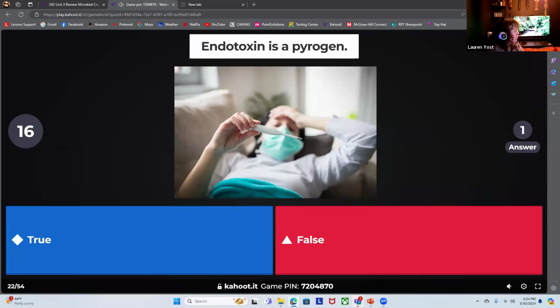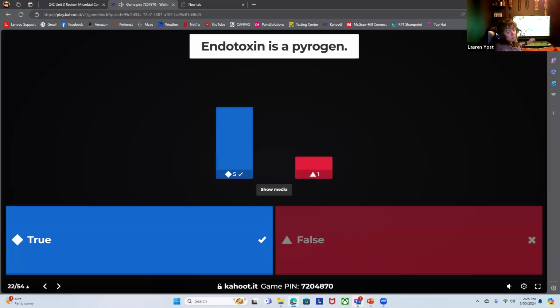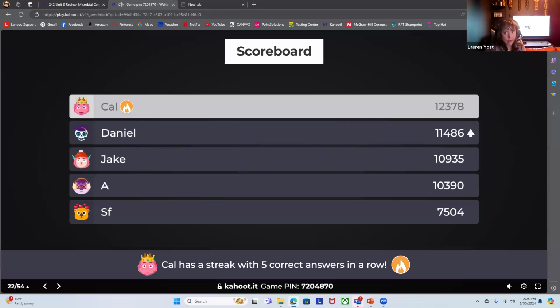Is that true or false? This is one we don't focus on a lot in the talk, but it is there. All right, so endotoxin, the molecule found on the surface of gram-negative cells that our body sees as foreign automatically, is in fact a pyrogen. Remember, a pyrogen is anything that triggers a fever reaction. Pyro being fire, you can think fire causing heat, that's fever.